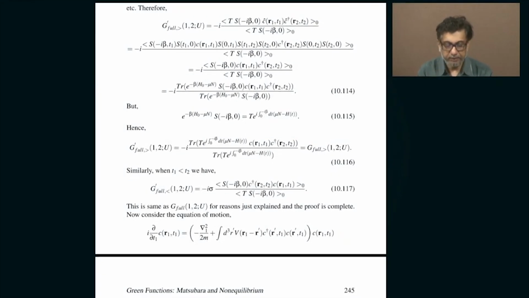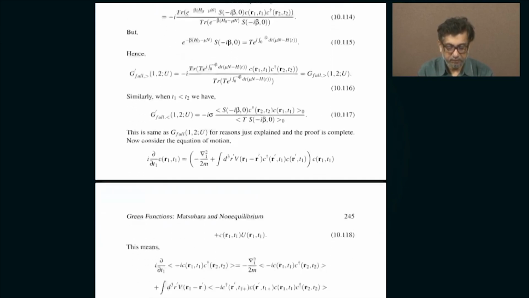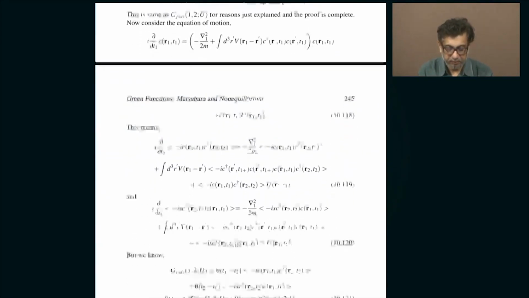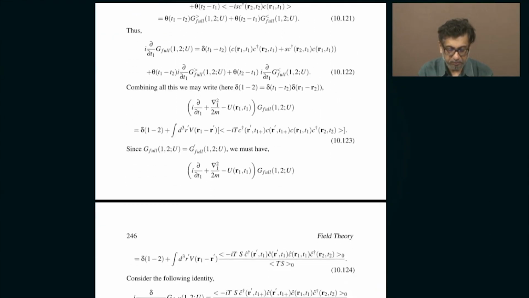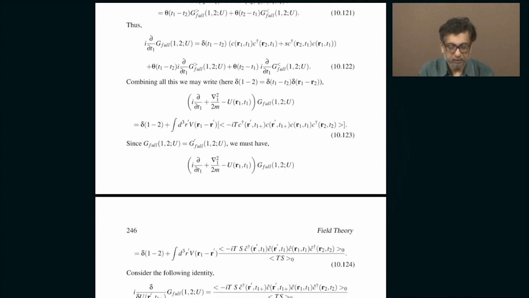So the point is that this is the Green's function that I am going to be dealing with. Okay, so let me go all the way here. Yeah, so this is the Green's function I am going to be dealing with. See, this notation 1 is a compact way of writing x1 comma t1. This is called Kadanoff-Baym notation.